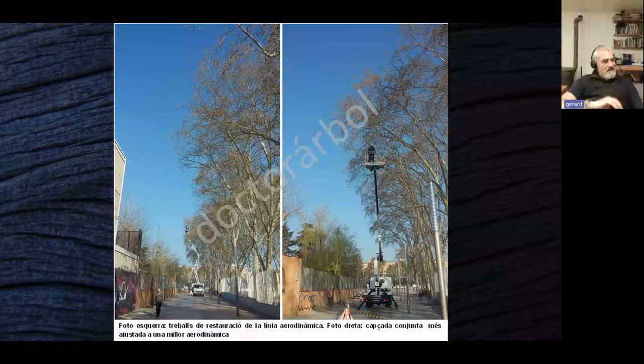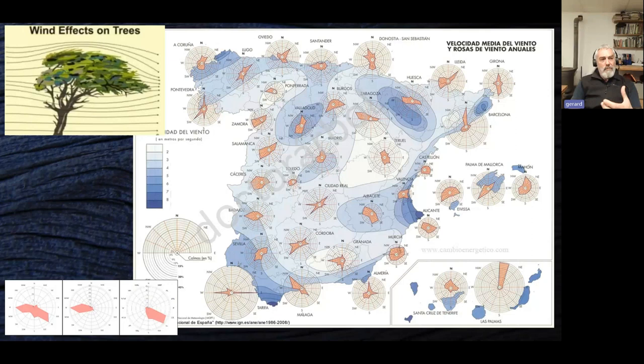And what we try to do is make a straight line, so that no branches are out of the line of the crown. That makes the wind go freely in one direction without going inside the crown of the trees. So wind aerodynamics is very important, but also when we analyze trees, we have to understand that the wind is one of the most important effects on trees.